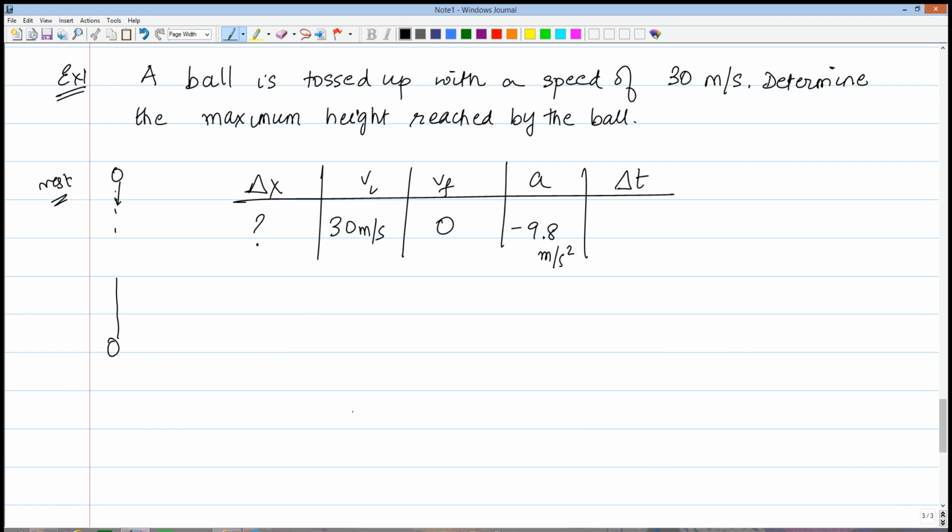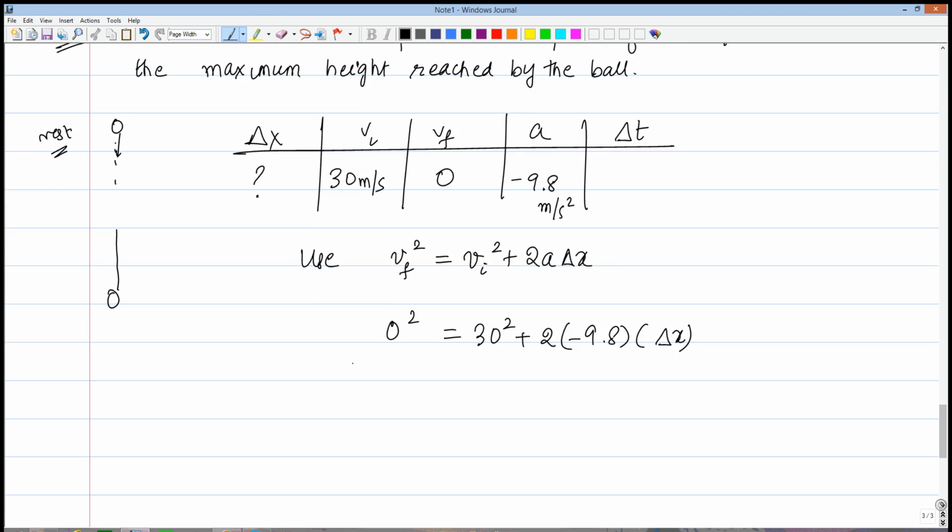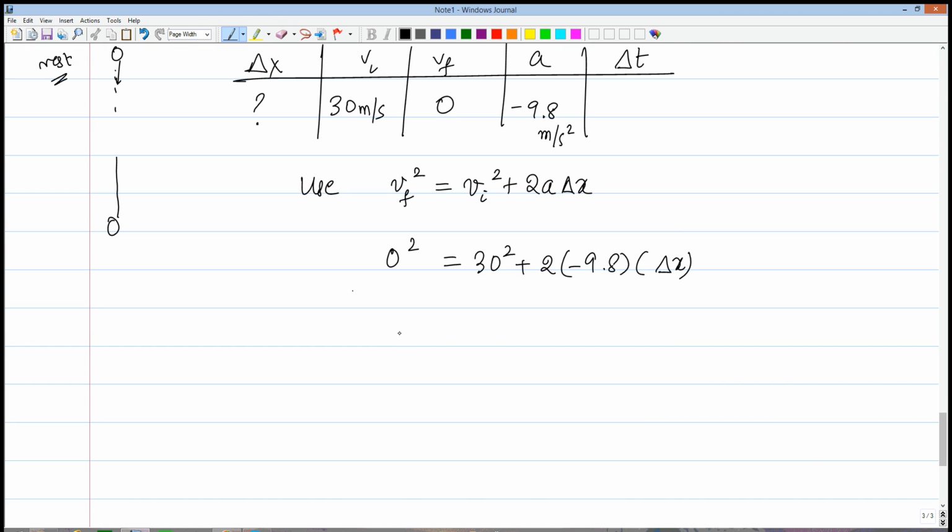Now we have 3 things. We do not care about time. We're going to use the equation Vf square equals Vi square plus 2a delta x, and this will give us 0 square is equal to 30 square plus 2 times negative 9.8 times delta x. And so this will end up giving us 0 equals 900 minus 19.6 delta x, and this implies delta x is equal to 900 divided by 19.6 meters.